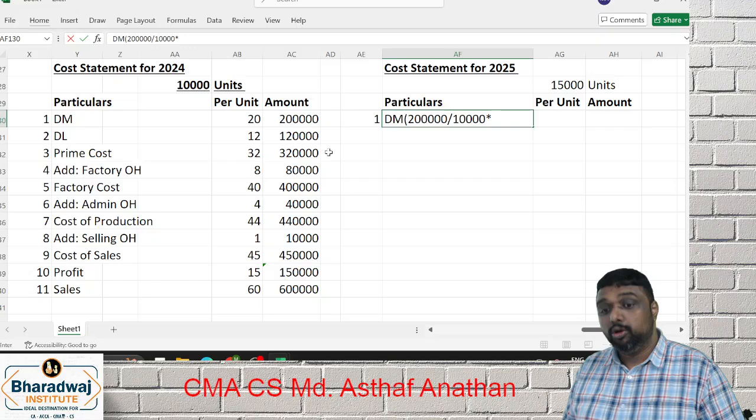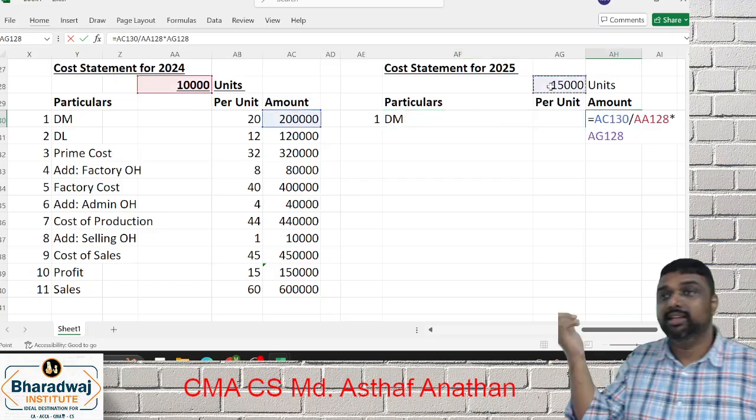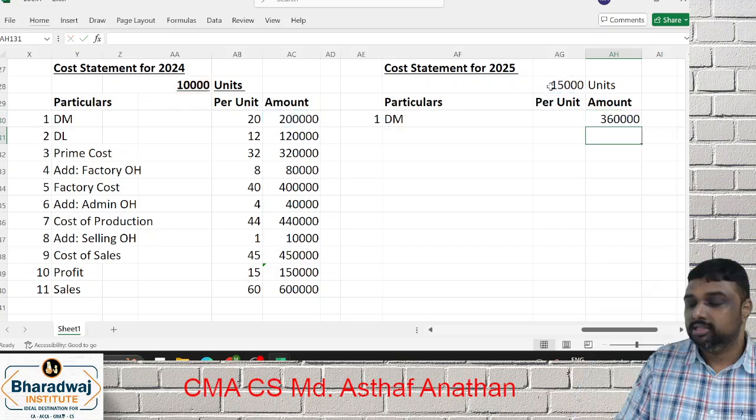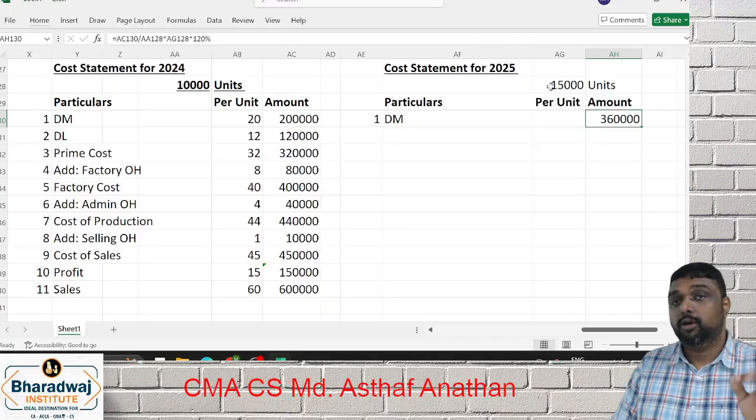Correct? Apart from that, there's a 20% increase. On your calculator, plus 20%. In Excel, I will put 120%. Are you clear? Very, very important. Or else, since you prepared per unit, I'll tell you one shortcut method. Class, I did this total only. As a shortcut method, I will tell you this 20 into 120%. What you get? 24. This 24 into 15,000.